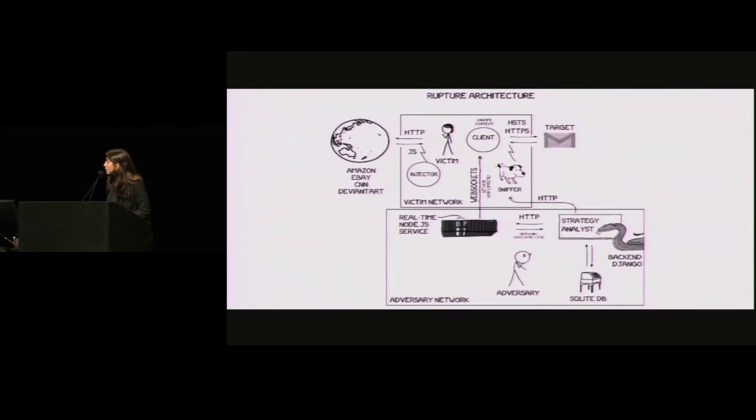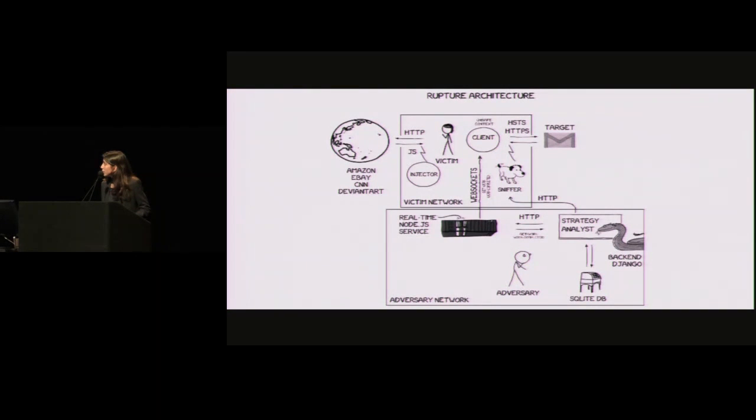The next module is the client. Client is the JavaScript code we inject. It's quite minimal, quite dumb. All it does is wait for work from the adversarial network and issue the requests we want. The reason it's dumb is that if a victim wants to reverse engineer the code that is injected in their machine, they can't really figure out what's going on.